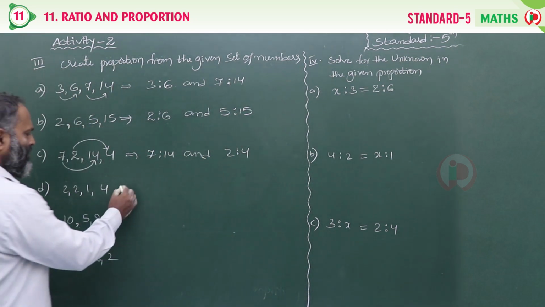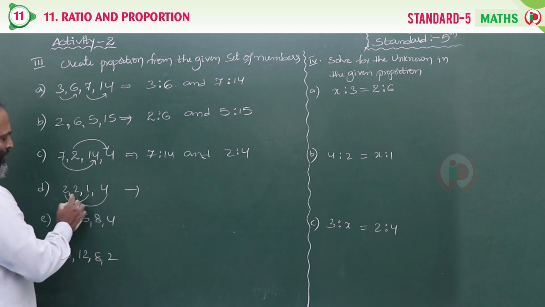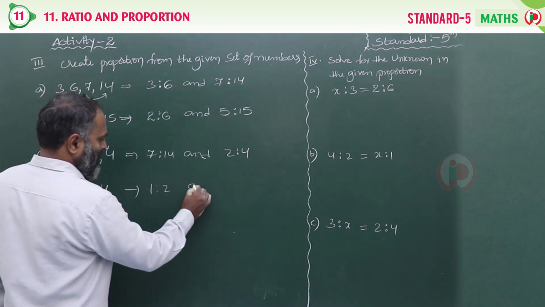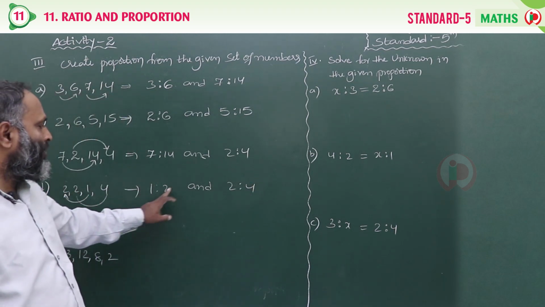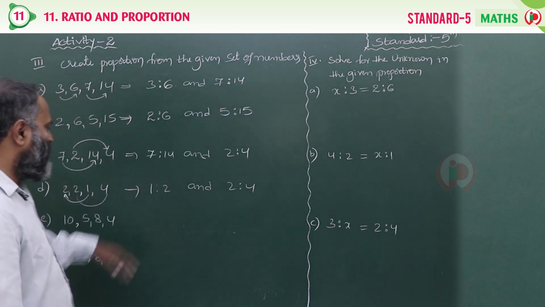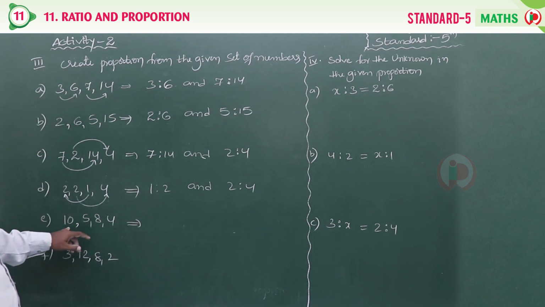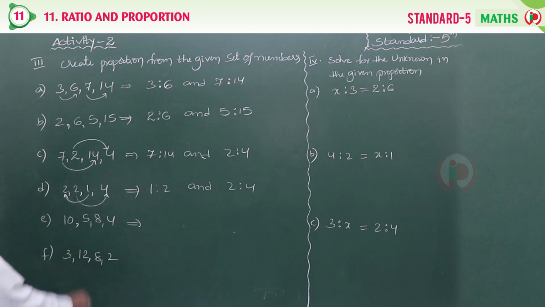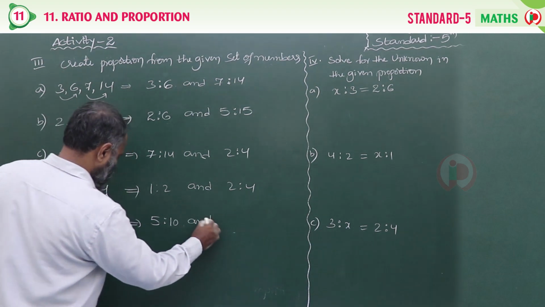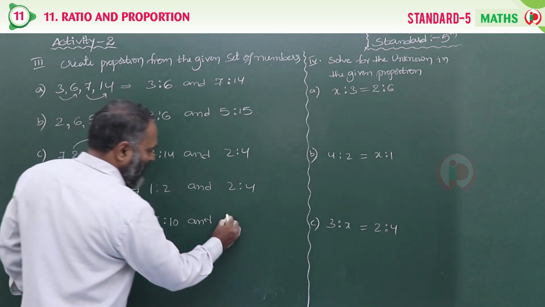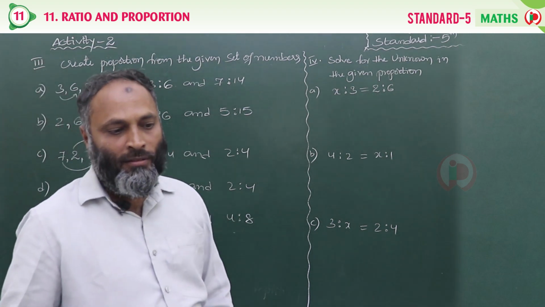Okay. Now here also, how to take them in proportion? So 1 is to 2 and 2 is to 4. 1 2 is 2, 2 2s are 4. So they are in proportion. Like this. Now here, how are they in proportion? 5 2s are 10, 4 2s are 8. 5 is to 10 and 4 is to 8. 5 2s are 10, 4 2s are 8. Okay.